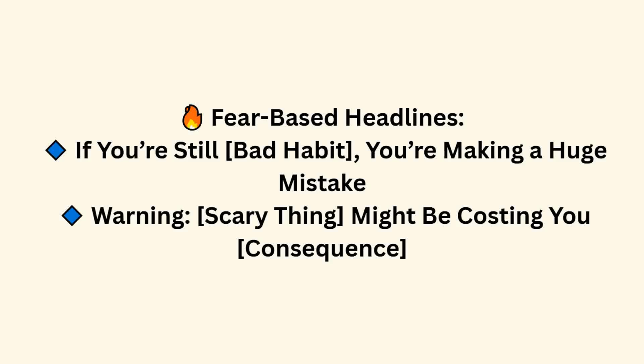Another type of headline could be the fear-based headline. For example, if you're still not earning $7,000 a month online, you are making a huge mistake. Or another could be a warning: procrastination might be costing you your dream life.